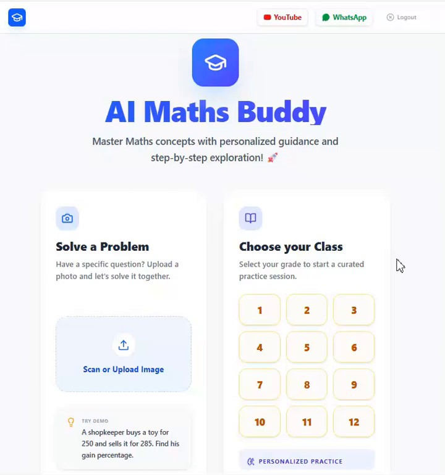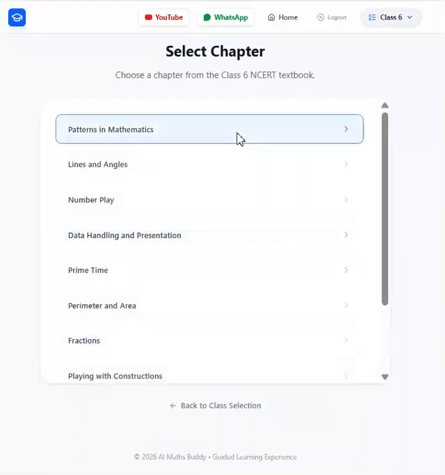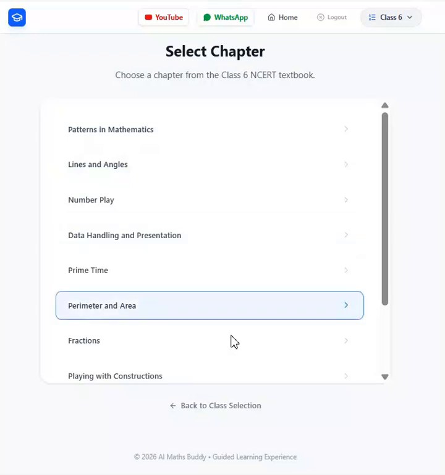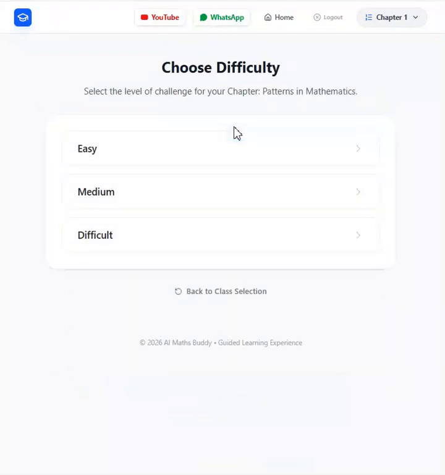Let's say you are in class 6th and you come to this website to try it out. So you can start with choosing your class, which is class 6. And since the session has just begun, let's assume that you are doing the first chapter, which is pattern in mathematics. The syllabus for this class 6 has been taken from the NCERT textbook. So say you select pattern in mathematics.